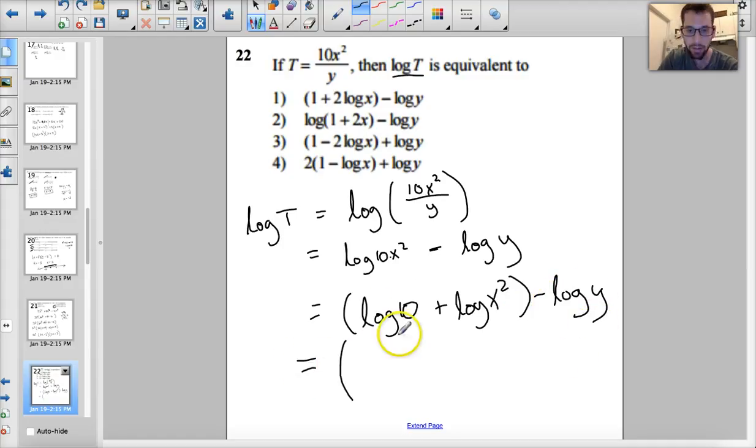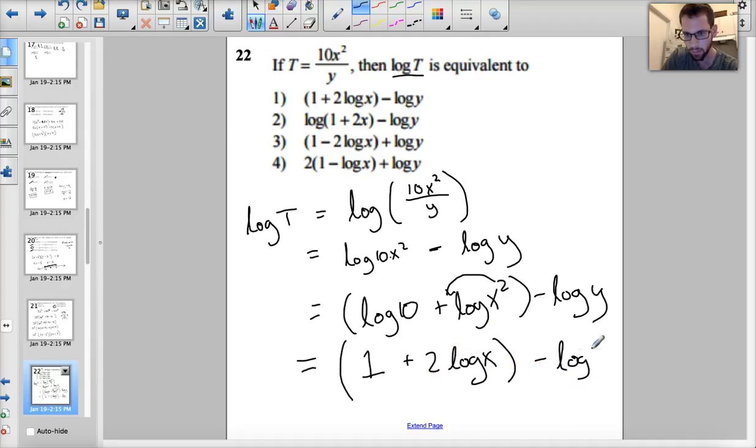Now, I know log of 10 is equal to 1 because there's a base 10 here, and 10 to the first power gives me 10. So log of 10 equals 1. You could also plug that into your calculator. Then I also know that this can get kicked to the front because there's an exponent. So I'm going to rewrite this as 1 plus 2 log of x minus log of y. Number 22 is answer choice number 1.